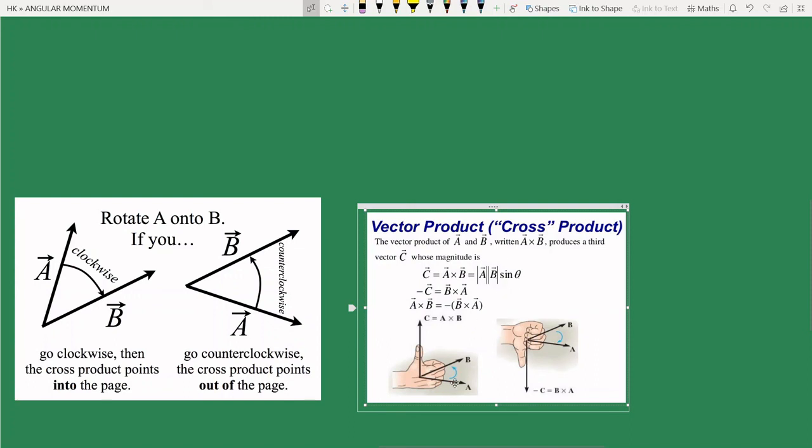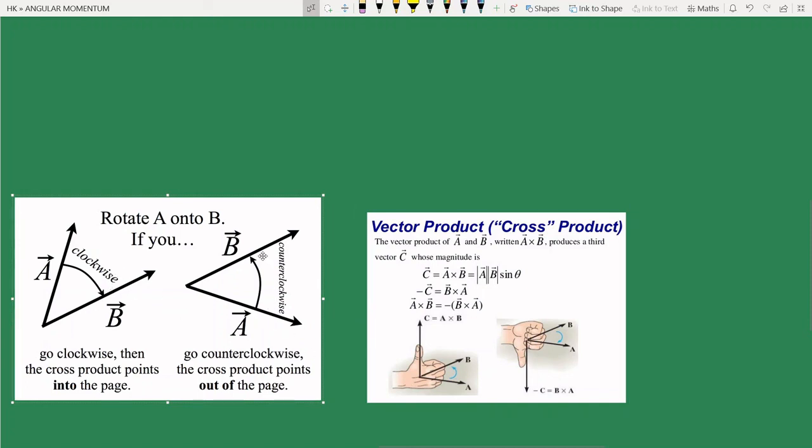Let us look at these two figures. See A cross B. As I said, place your right hand at the origin, extend the four fingers to the first vector A, turn it to the second vector B, then the thumb gives the direction of C, which is equal to A cross B. Suppose you find B cross A. Place the right hand here, extend the four fingers to the first vector, which is B in the case of B cross A. Turn the four fingers to the second vector, which is A. So what's the direction of B cross A? Downward.